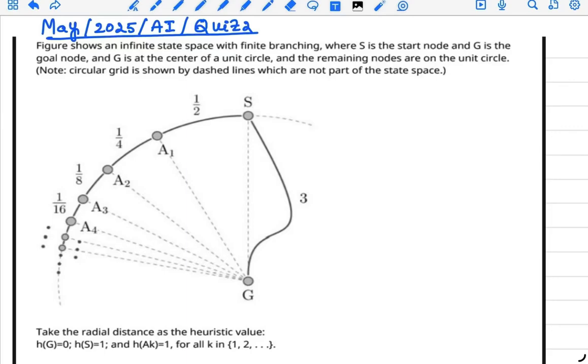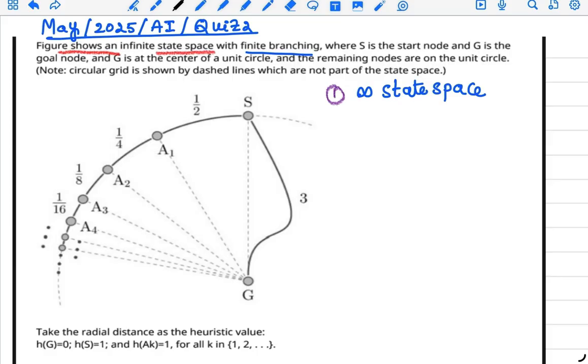Friends, this question from Quiz2 AI shows an infinite state space, infinite state space search method with a finite branching.